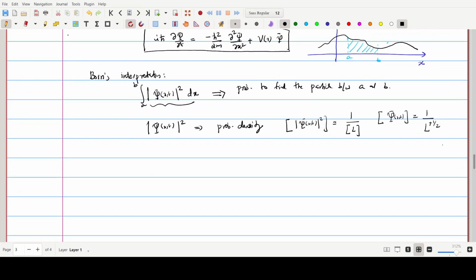Now we can go deeper into this interpretation. What does this actually mean? What is the meaning of this probability? How does the probability come here? In order to explain this probability, that is the first thing we have to remember: this interpretation will not work for a single system. Usually probability works if we have multiple systems.